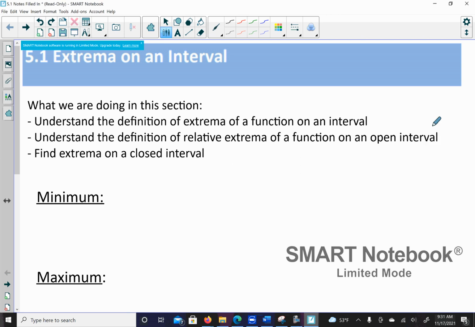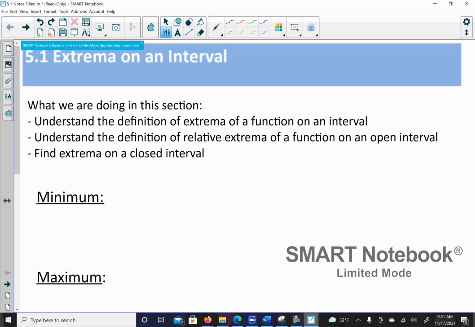Hello, this is Mrs. Ward, and I am going to go over the notes for section 5.1, extrema on an interval. So the first thing we're going to do is understand the definition of what an extrema is on an interval. We're going to know the difference between a relative extrema and an absolute extrema on an open interval, and then we're going to talk about closed intervals as well.